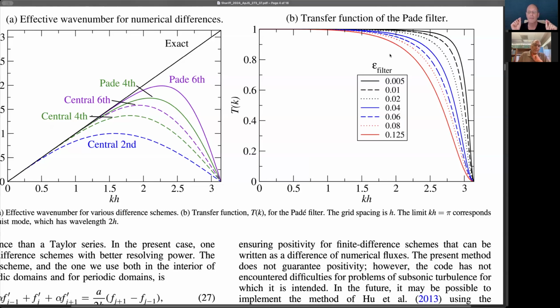But in the engineering literature, and by the way, my Tecplot came up again, so I'm going to see if I can close it.